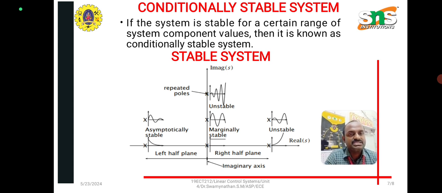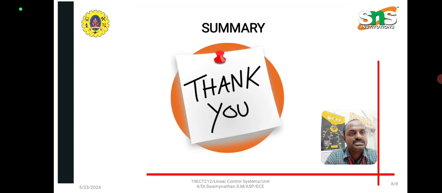You can look at the stable system. Left hand side means asymptotically stable, and on the imaginary axis, marginally stable, and repeated poles on the imaginary axis or on the right hand side are unstable. The real axis is where real poles are placed. A cross mark indicates poles, and a round symbol indicates zeros. Based on the positions of the poles, you can decide whether the system is stable or unstable in the S plane. In the S plane, the x-axis is the real axis sigma and the y-axis is the imaginary axis j omega. This is the summary of the stability of the system.